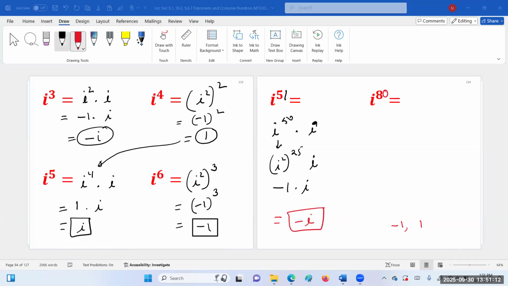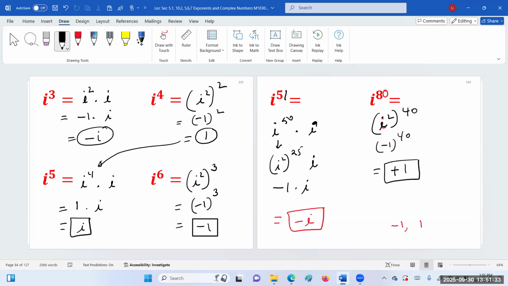So what do we do? We get the help of the i squared. How many i squared do you have in 80? 40. That means you have -1 40 times. i to any even number is +1. So this is the rule: -1 to the even power turns into +1.